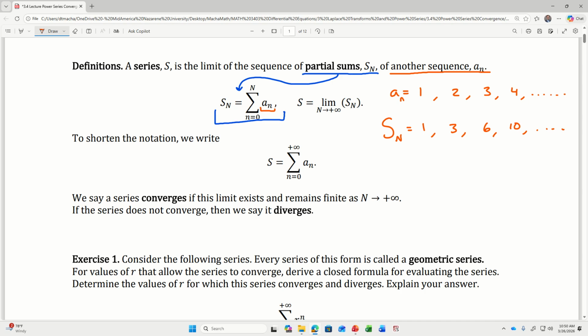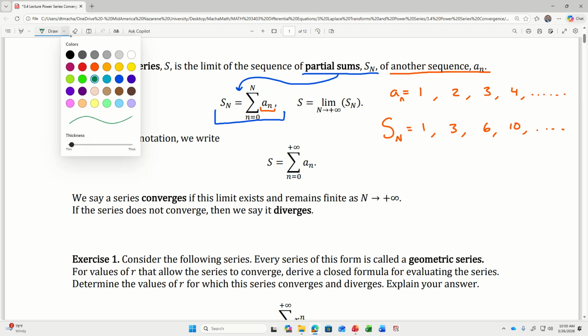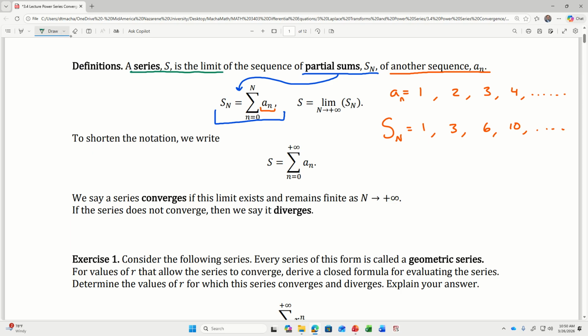And the series is what happens if we take the limit as n goes to infinity of the sequence of partial sums. And to shorten the notation, we write it as an infinite sum, with plus infinity as the upper bound here. We say that the series converges if the limit exists and it remains finite. If the series does not converge, we say it diverges.